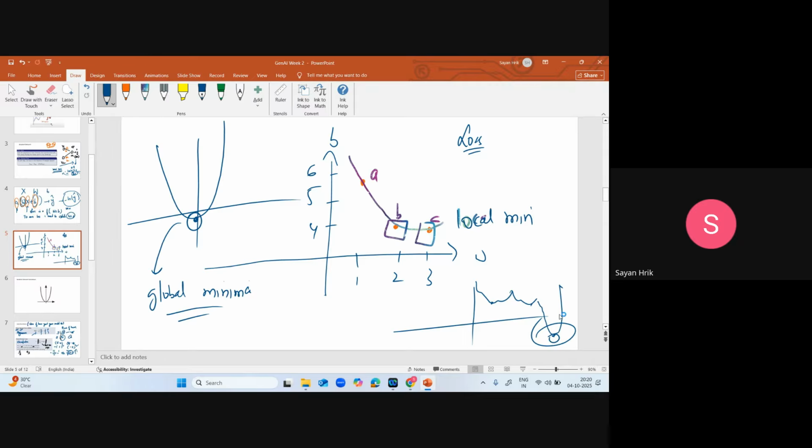I want to minimize the loss, right? I don't want to go into local minimas. I want to go to the point which is the global minima, right? So basically what I want to do is learn an algorithm which will help me converge into the global minima of the loss function, right?